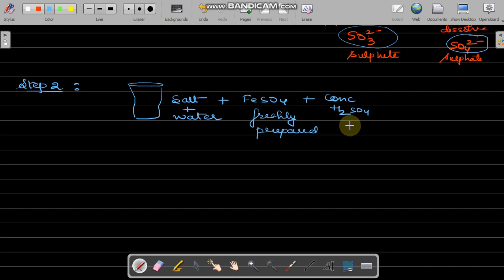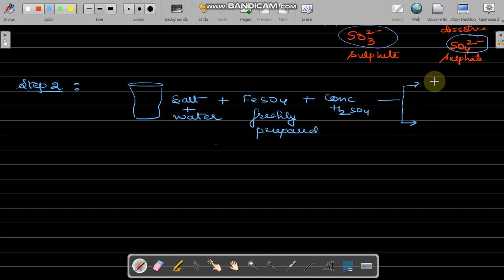This concentrated H2SO4, when you are going to add it, just make sure you add it dropwise, first thing. And when you are adding it, keep your test tube in a slant position. Add it dropwise along the wall of the test tube. Now, what happens when you add this, one of two observations will come.